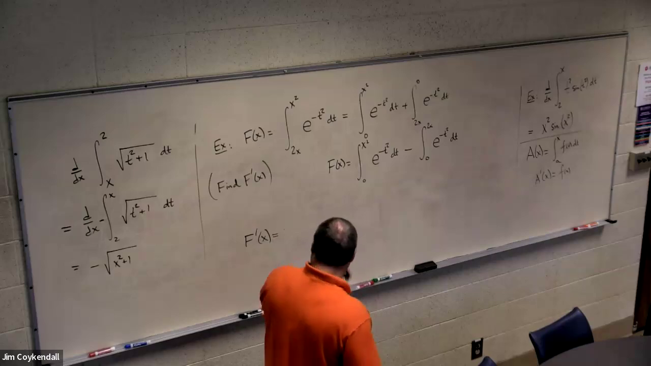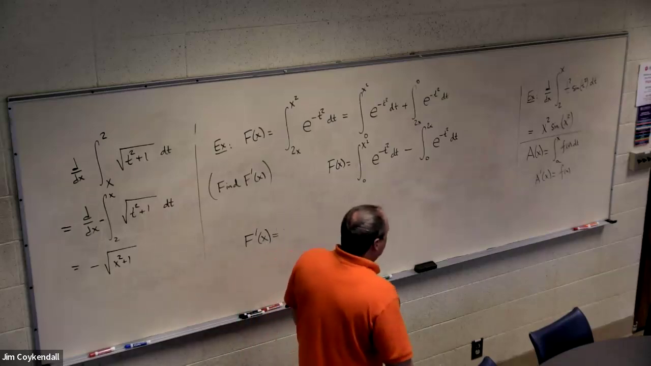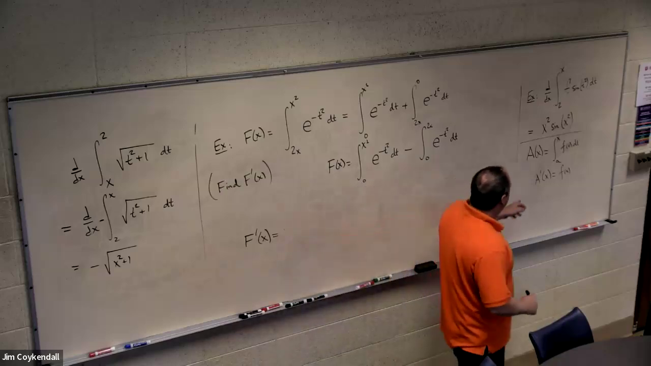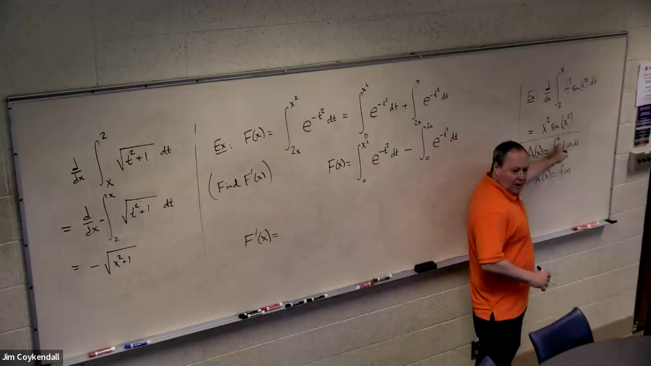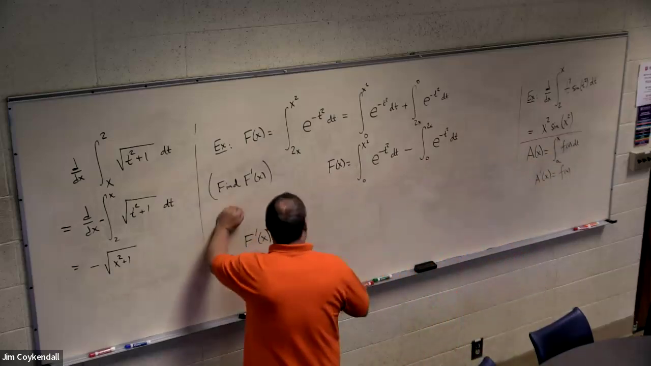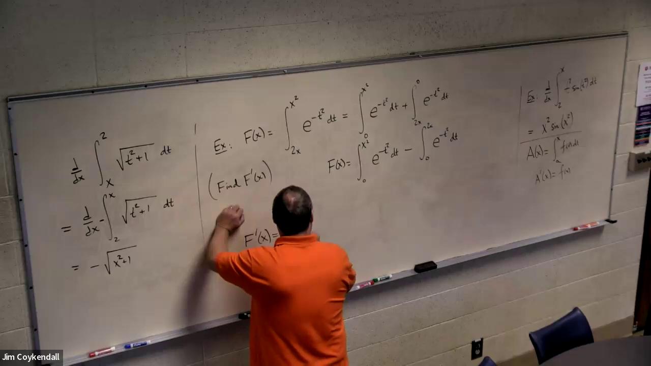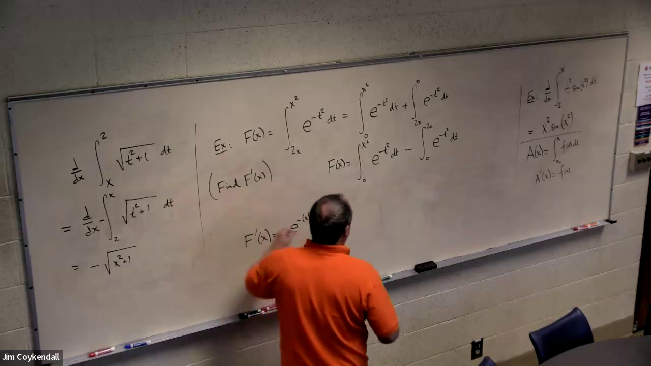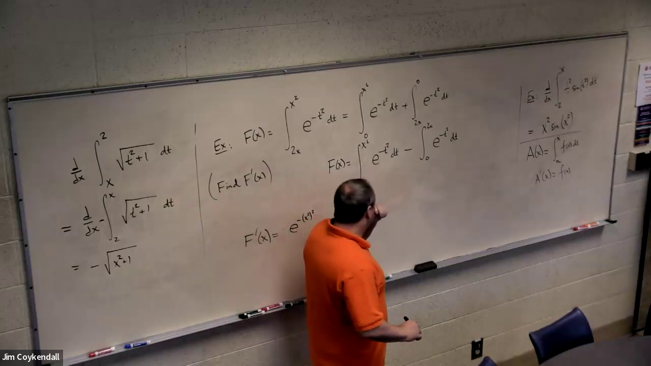So you've got a new formula. How do we apply this? What we have is a of x squared, right? So this should be e to the minus x squared using our new formula.